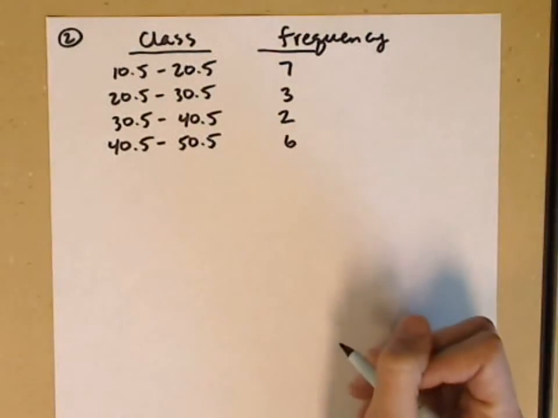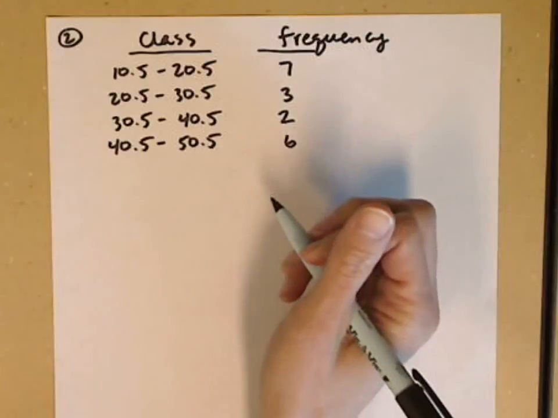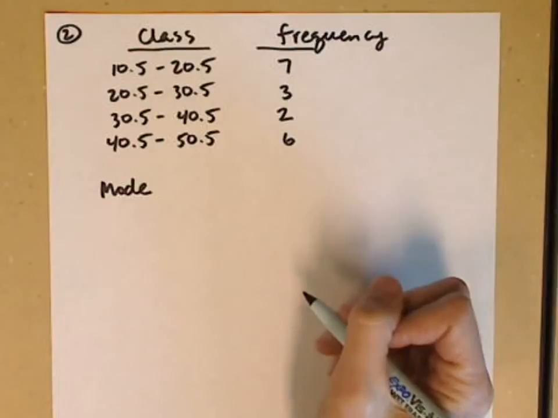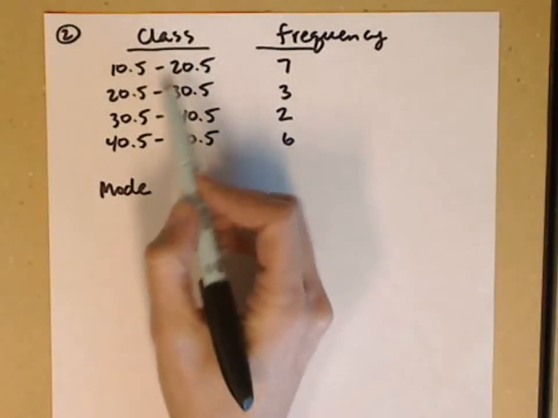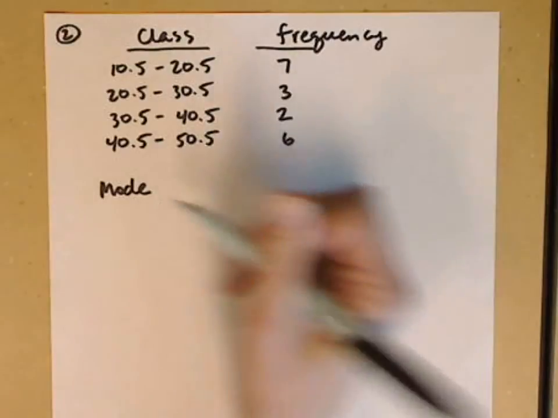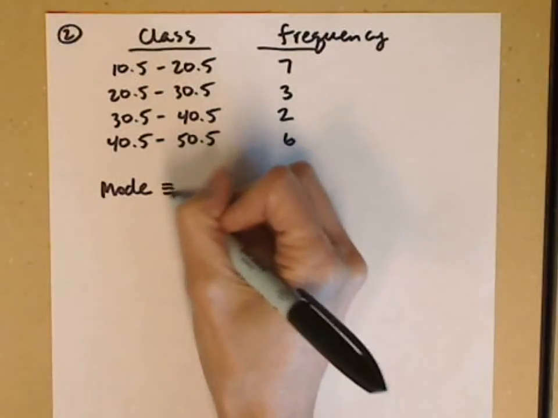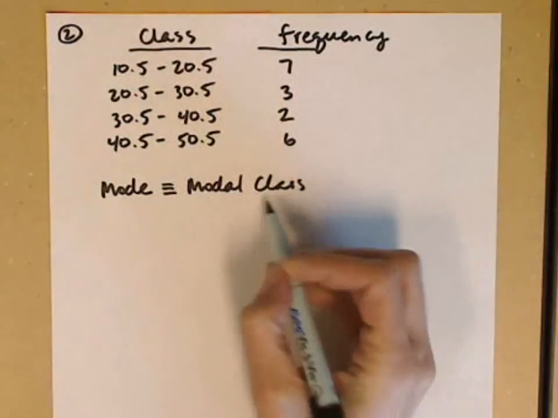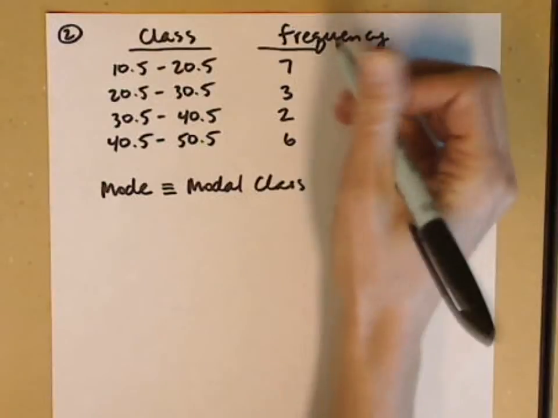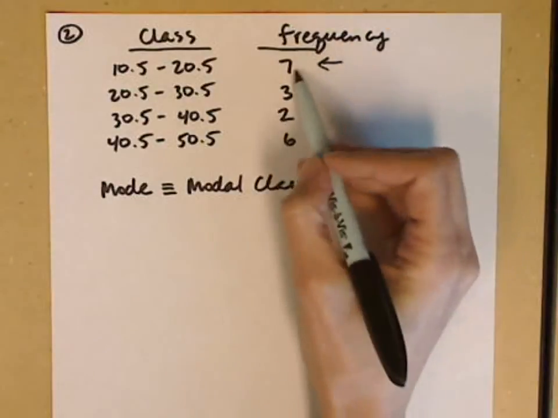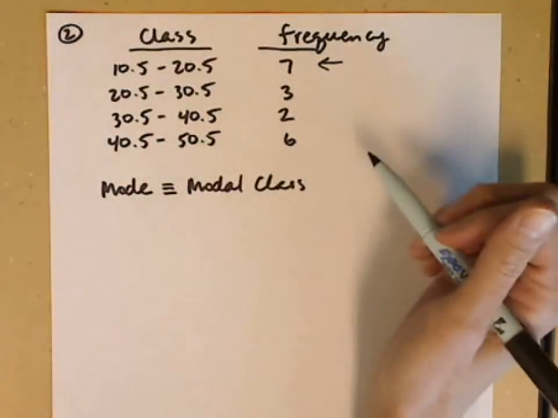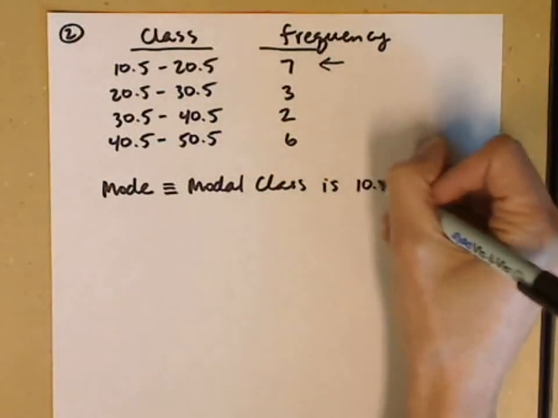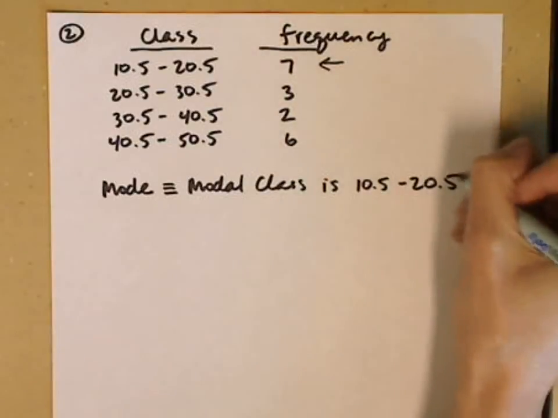I'm going to repeat my measures of central tendency for this grouped example, starting with the mode. The mode is going to be the most frequent data value. I don't have individual data values, I only have classes. So instead of the mode, we're going to find the modal class, which is the class with the highest frequency. Well, that happens right here at 7. So the most data values lie in the class 10.5 to 20.5. So my modal class is that first class, 10.5 to 20.5.